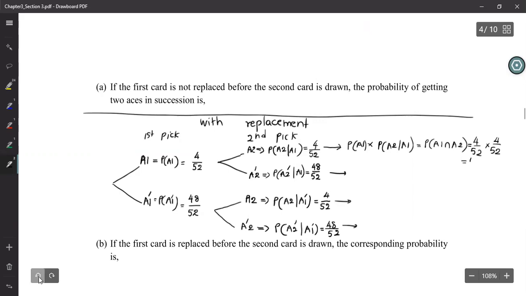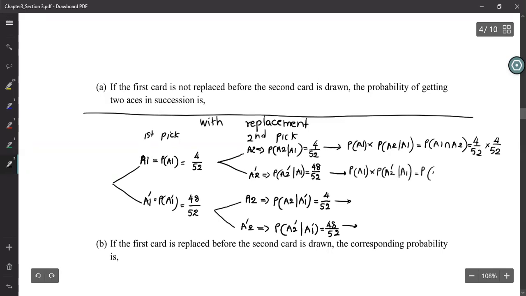Right? So I'm not going to write the answer. Anyway, you can find it. What about the next part? What is it? The first one is probability A1 times probability not A2 given A1. So you multiply. What do you get? A1 and not A2. What does that mean? After you pick the 2 cards, the first card is an A, but the second is not an A. What is that probability? 4 over 52 times 48 over 52.